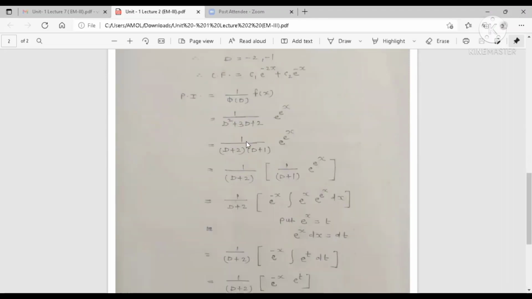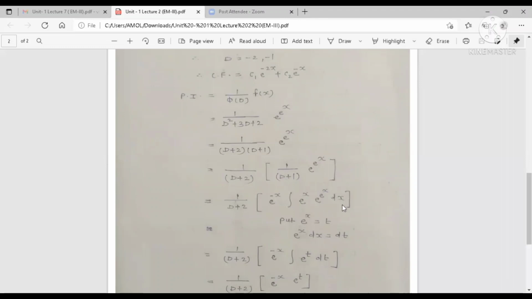First we will solve for 1 upon D plus 1, and then we will solve for 1 upon D plus 2. So 1 upon D plus 2 as it is. Now solve for 1 upon D plus 1. Now the function is e to the power x. So use the third formula of the general method. The first term as it is, e to the power minus x, inside the integral e to the power x into f of x. F of x is e to the power x into dx.